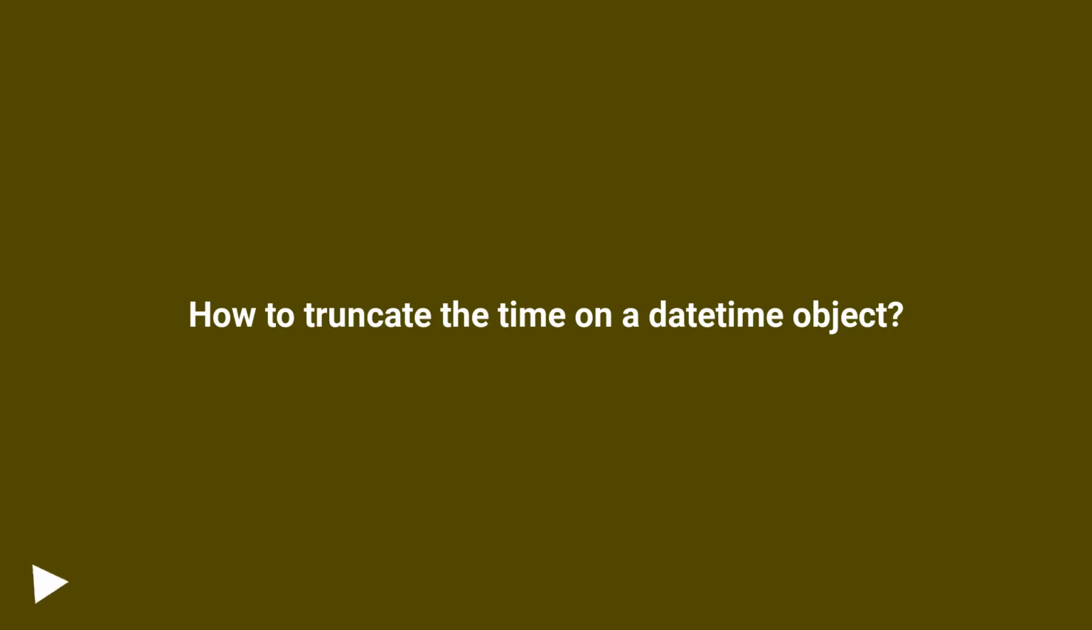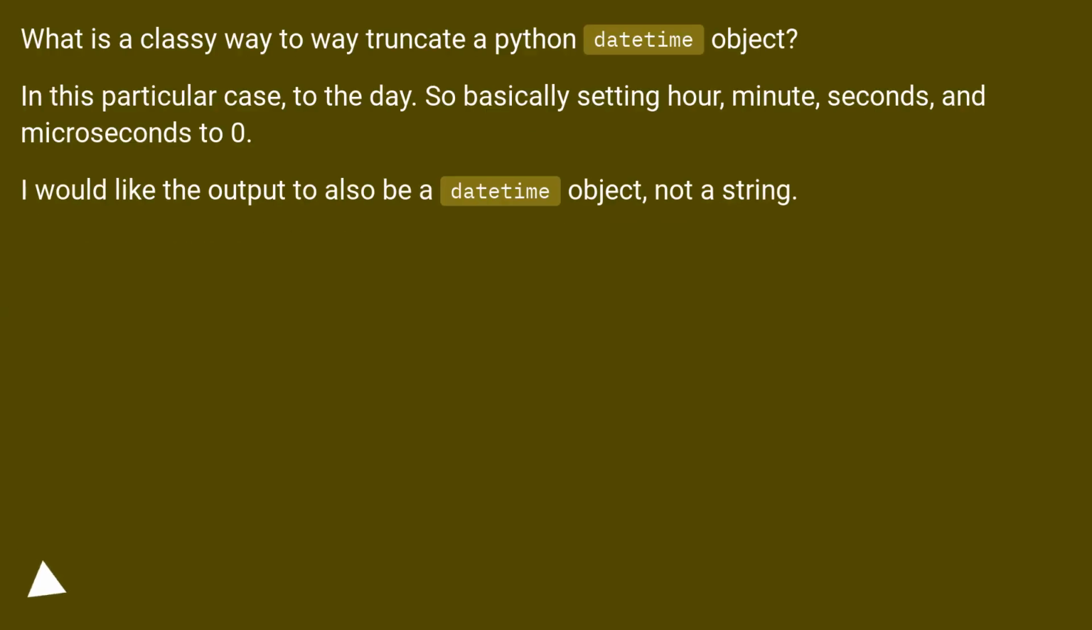How to truncate the time on the datetime object. What is a classy way to truncate a Python datetime object? In this particular case, to the day. So basically setting hour, minute, seconds, and microseconds to 0. I would like the output to also be a datetime object, not a string.